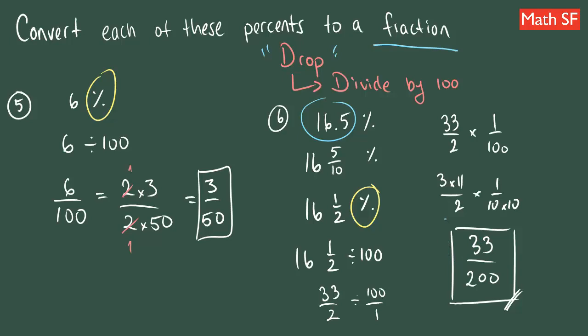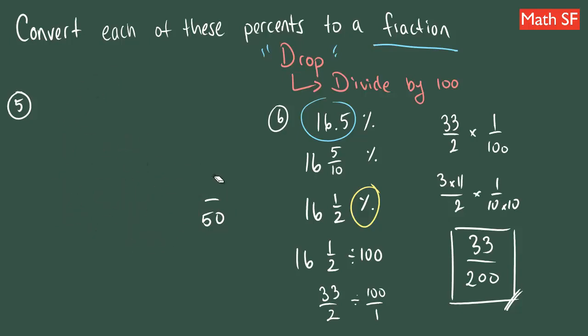So in problem number 7, they're asking you for the same thing. Convert each of these percents to a fraction. So problem number 7, we're going to have 8 1/3%. Hopefully this is already well, it's a mixed number. Let's convert that into an improper fraction. 3 times 8 is 24, plus 1 should be 25 over 3%.